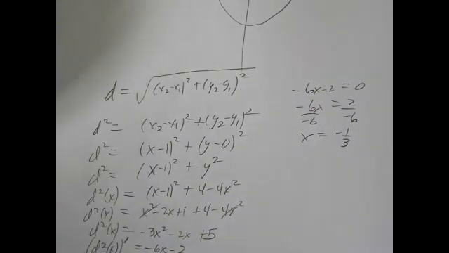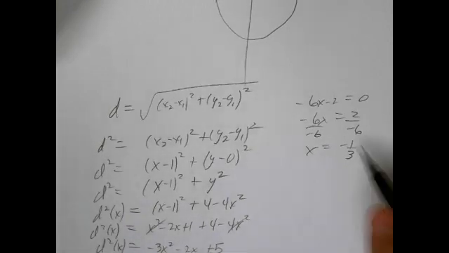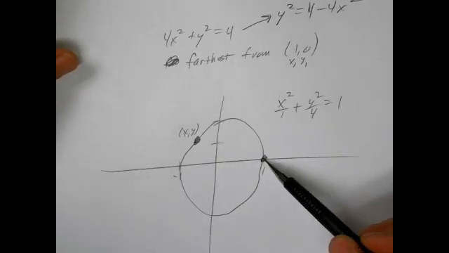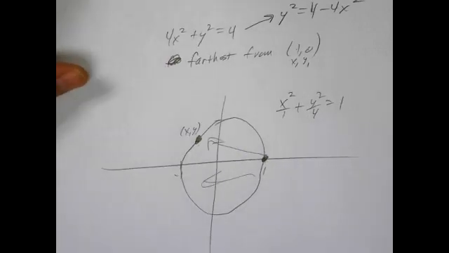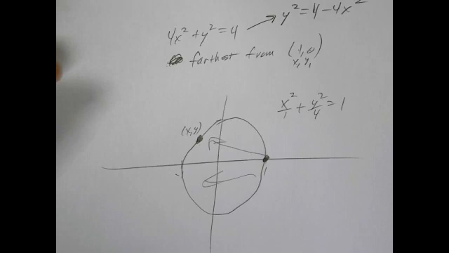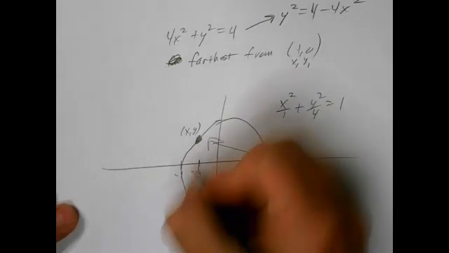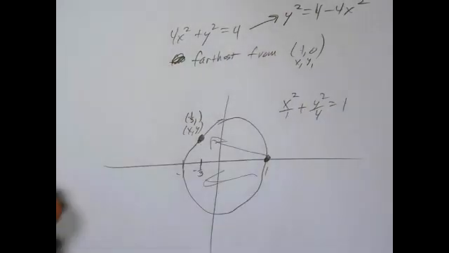Okay, the x value of negative 1/3. It shouldn't be a surprise to you that the x value came out negative, because points on this ellipse that are furthest away from here are definitely going to be on the other side of the y-axis. All right, so the x value in question, again, is over here at negative 1/3.